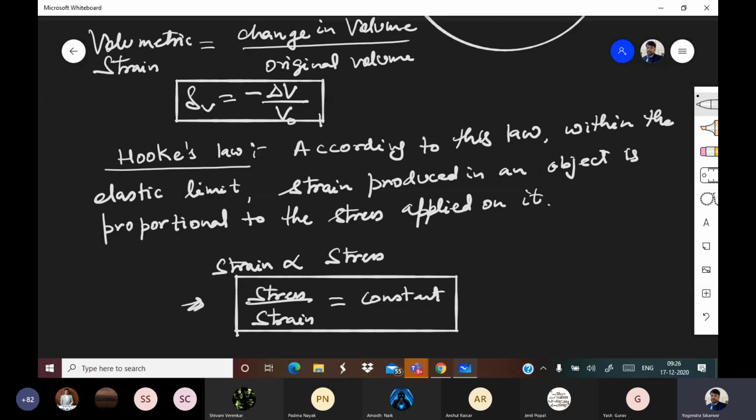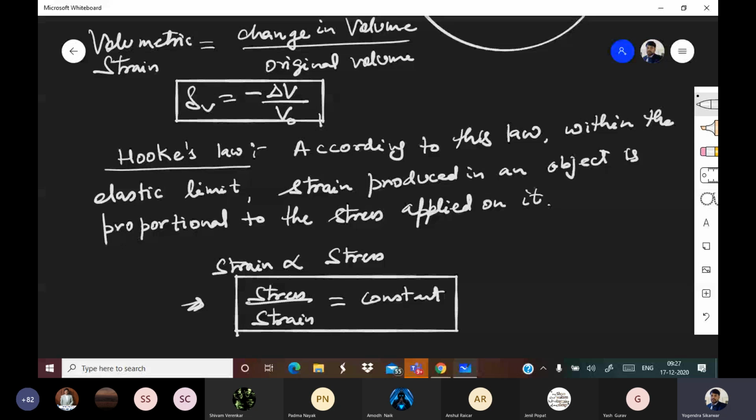So what has happened the fourth time? He has gone beyond the elastic limit, right? So the same is happening in Hooke's law. Your stress upon strain is equal to a constant. This is valid only as long as things remain within the elastic limit. If you go beyond the elastic limit, then stress and strain will not be proportional. Your stress and strain will not be proportional beyond the elastic limit.